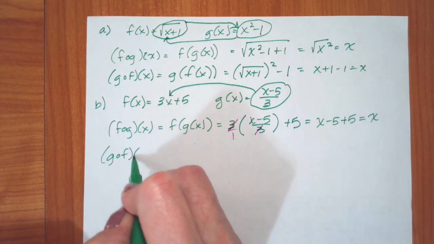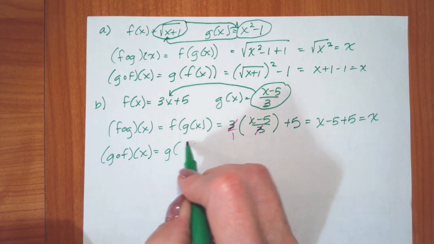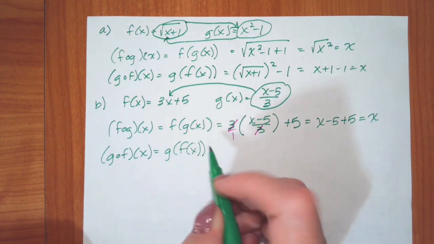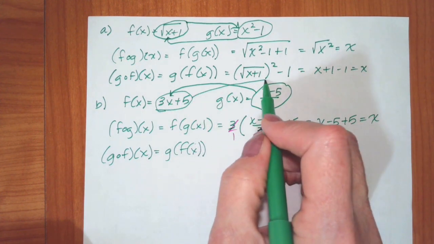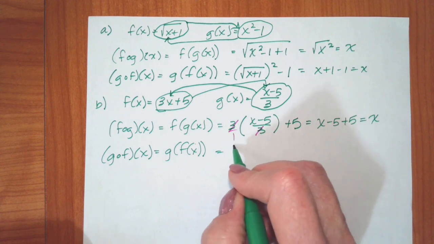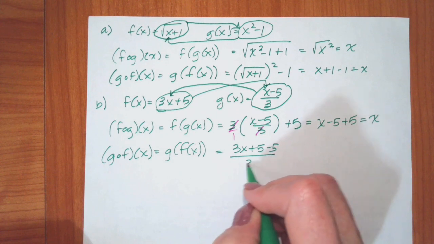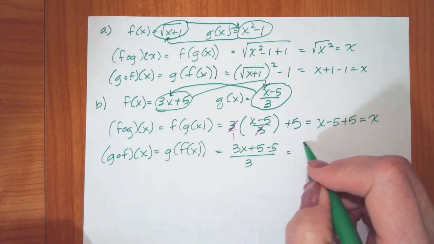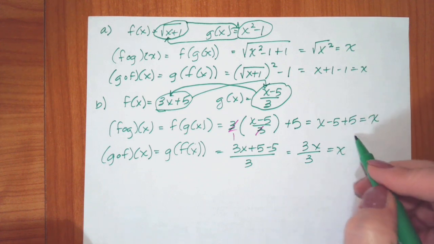If I have g∘f of x, then that means I'm going to put the f function inside the g function. So I'm going to take this and put it in for x. That becomes (3x plus 5 minus 5), all divided by 3, which is 3x over 3, which is x, so the answer is yes.